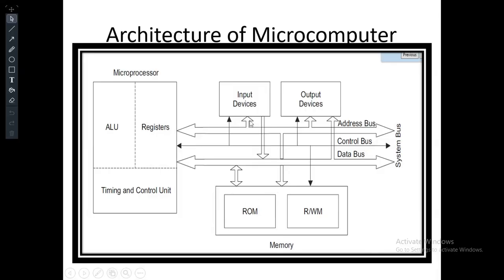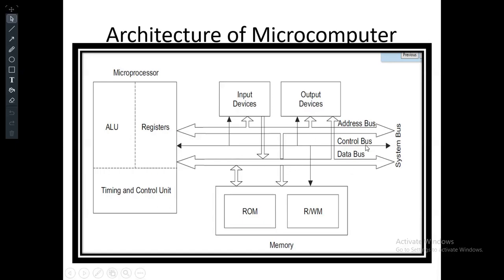So this is the basic architecture of a microcomputer. The microprocessor consists of ALU, registers, and a timing and control unit. So what is the ALU? The arithmetic and logic unit performs arithmetic and logic operations, registers are for storing information, and timing is for controlling the devices.